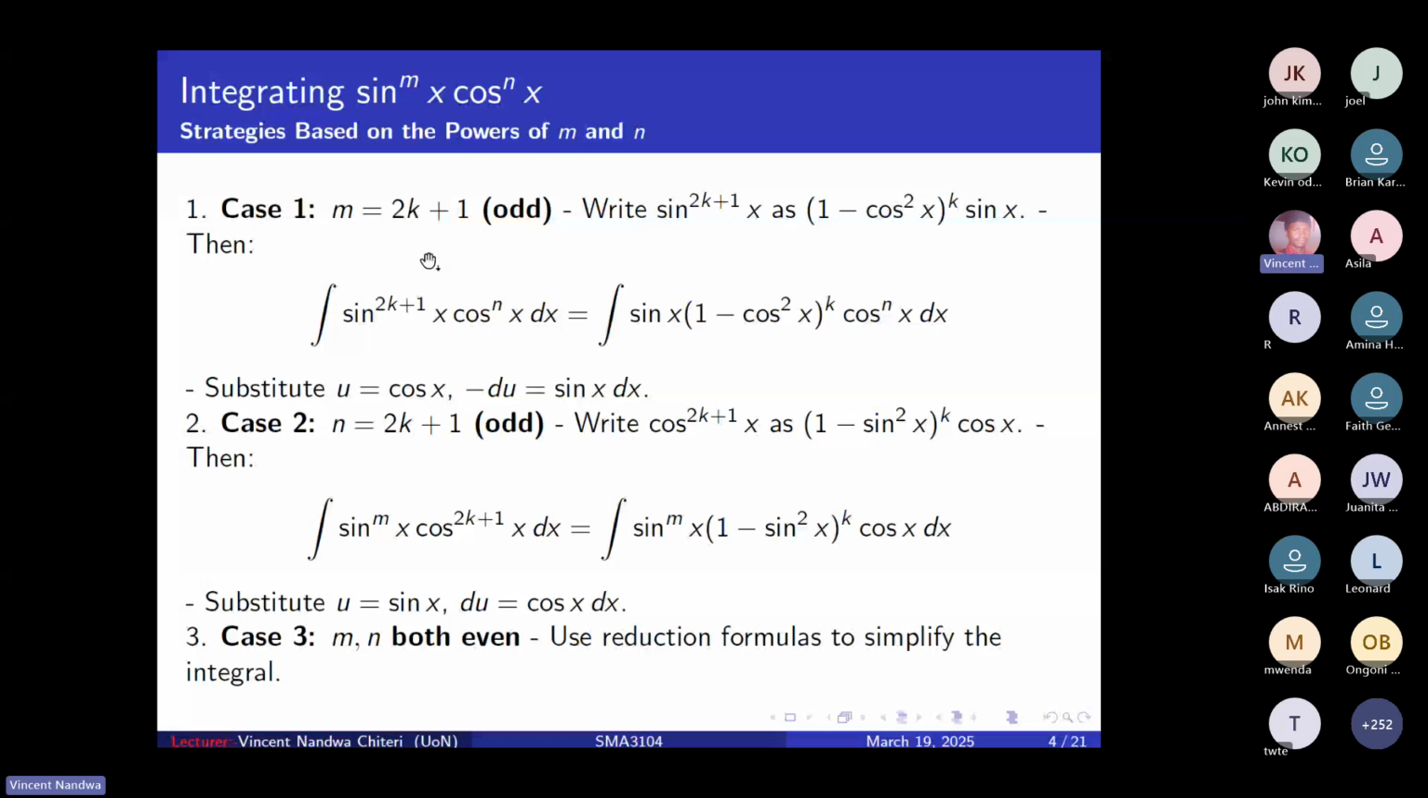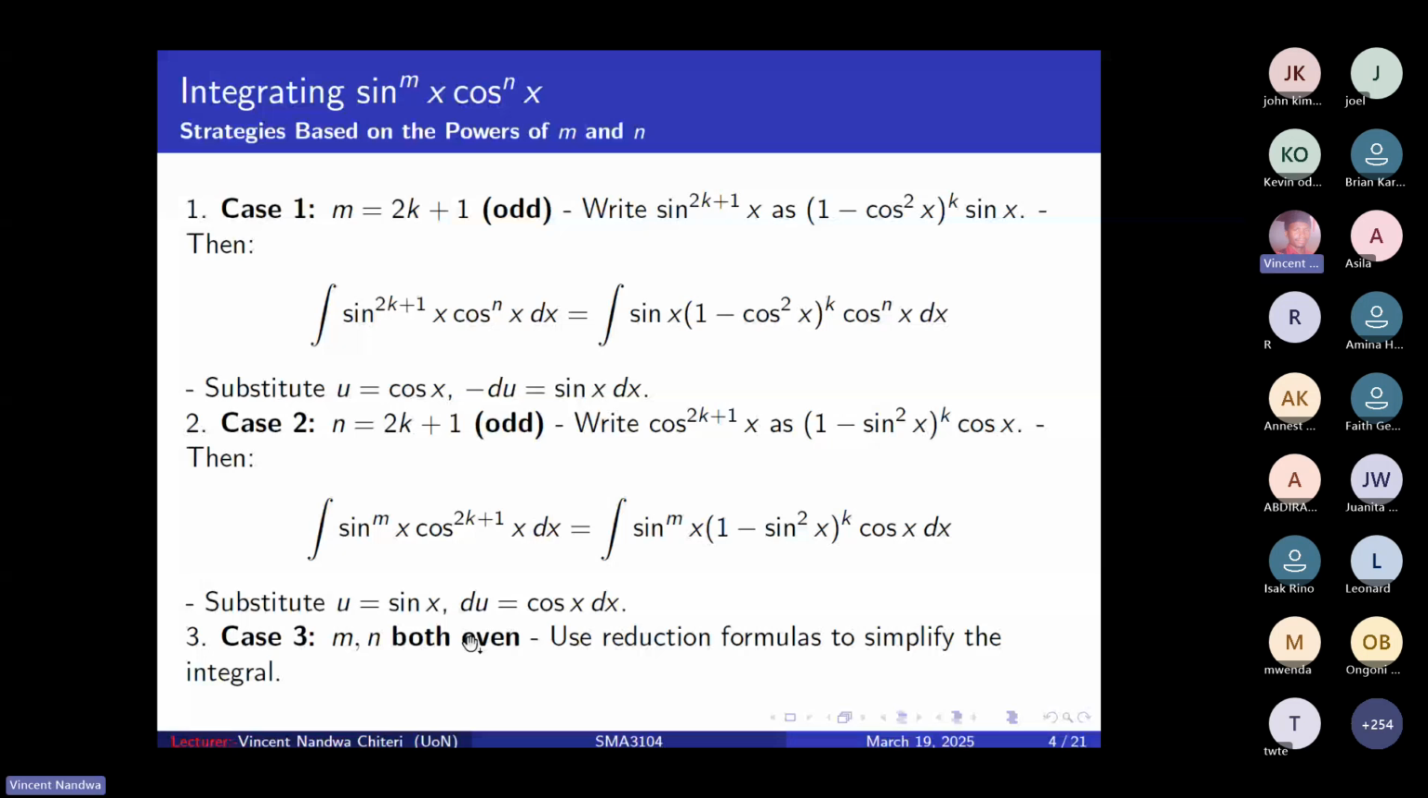But then there's the third case where you will find that both the powers of sine and cosine are all even numbers. So when you meet such a case where both the powers of sine and cosine are even numbers, then we make use of the reduction formulas to simplify the integral. We'll give an example to illustrate what that means.